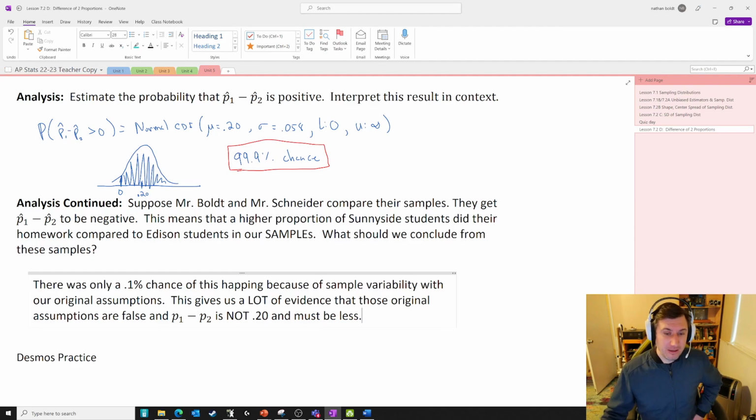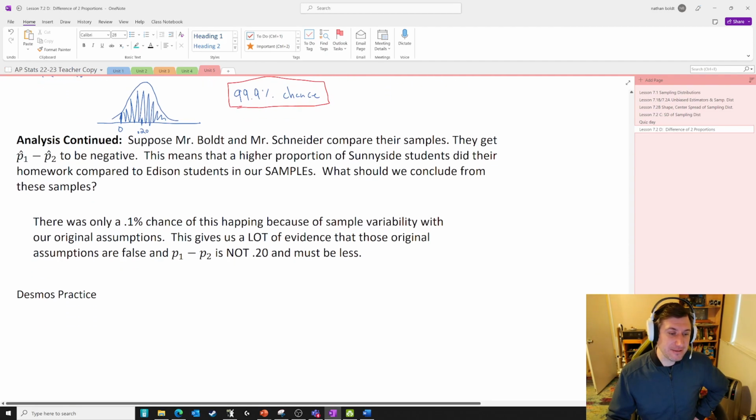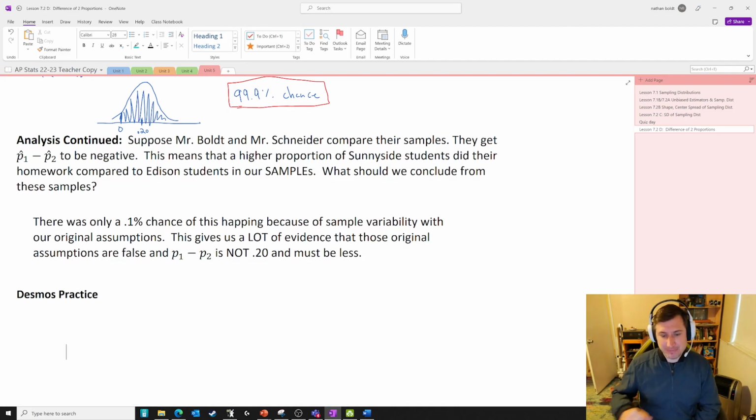All right, everybody. Hopefully that makes some sense. I got a Desmos for you all to practice now. It should already be there waiting for you. Try that out, and hopefully a difference of proportions is making some sense.